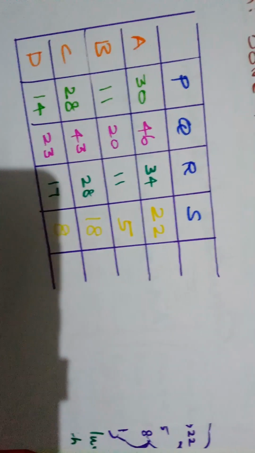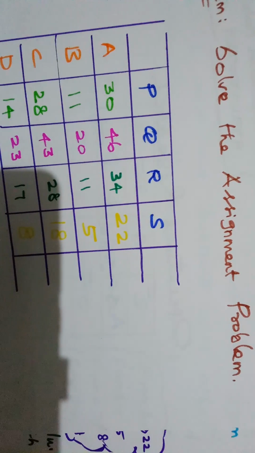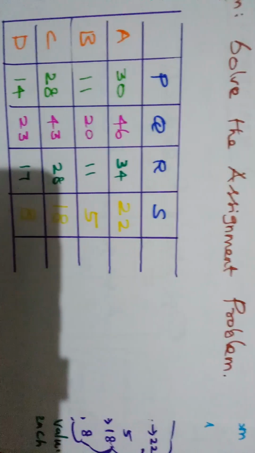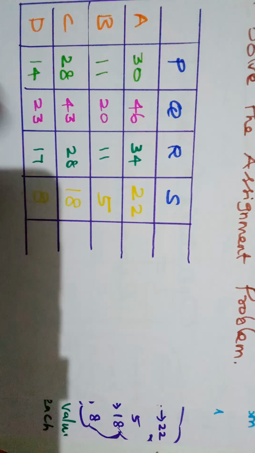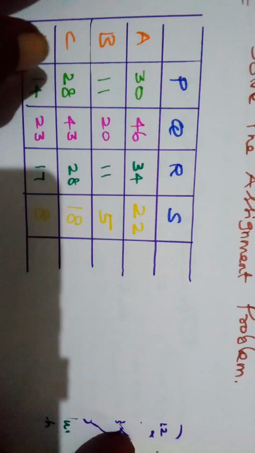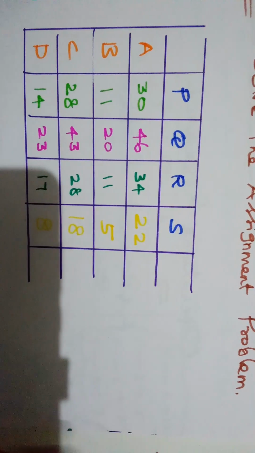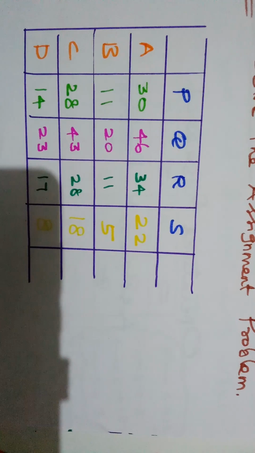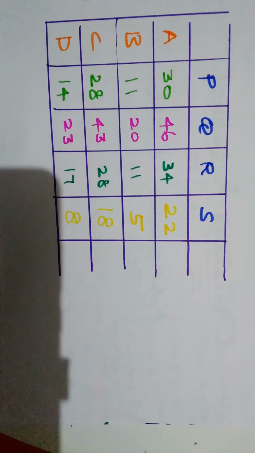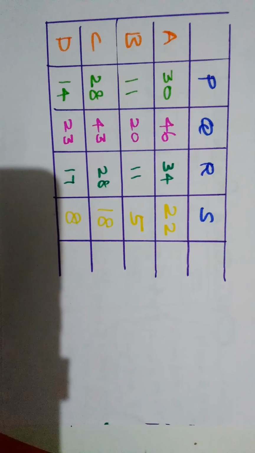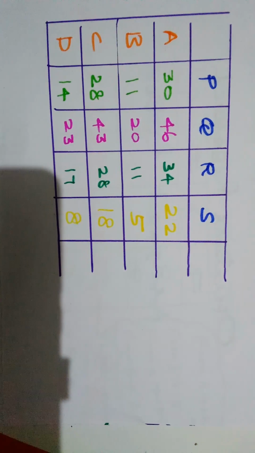See the problem. Solve the assignment problem. Yes, this is the problem. There are P, Q, R, S and A, B, C, D. So four rows and four columns are given.